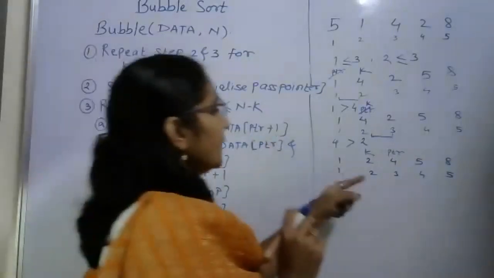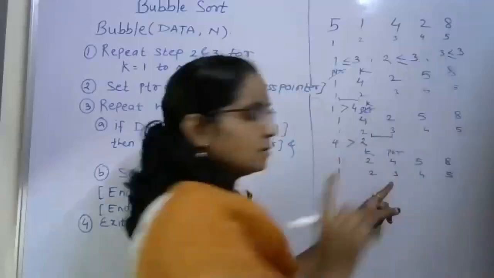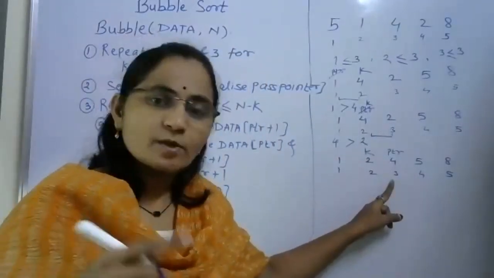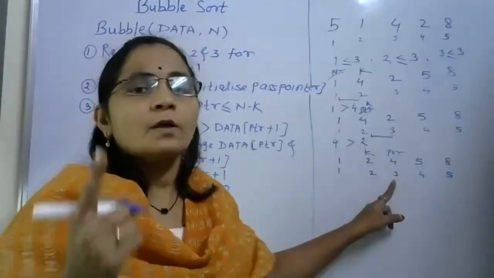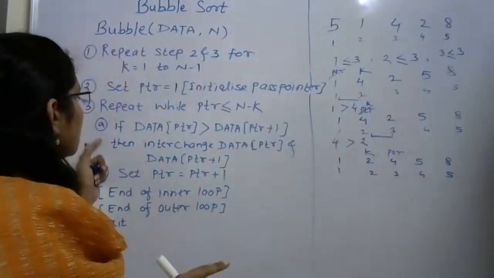Again it checks. PTR is now 3. So is 3 less than or equal to 3? Yes, because 3 is equal to 3. That's why the condition is true, and it executes the loop.